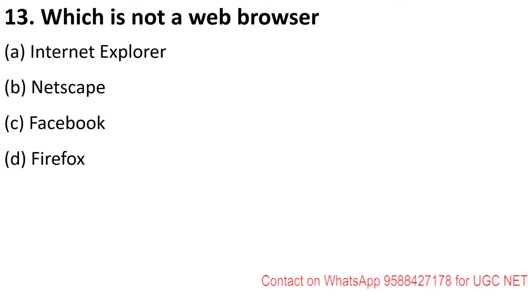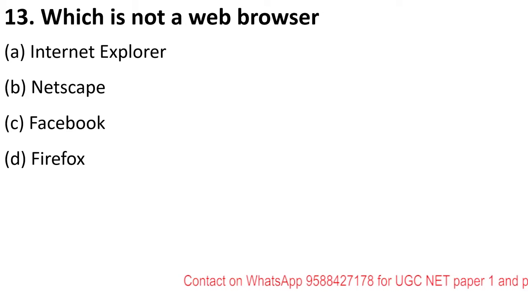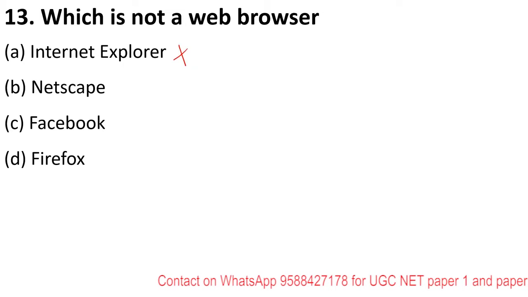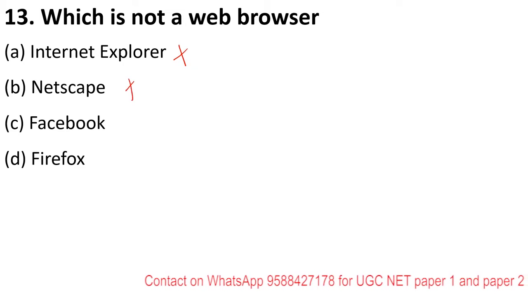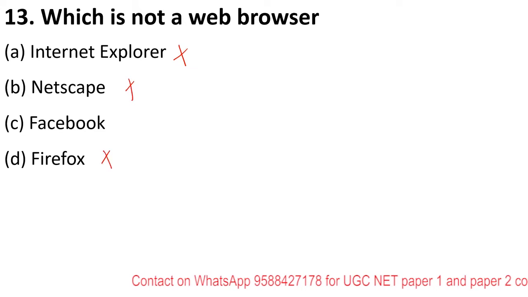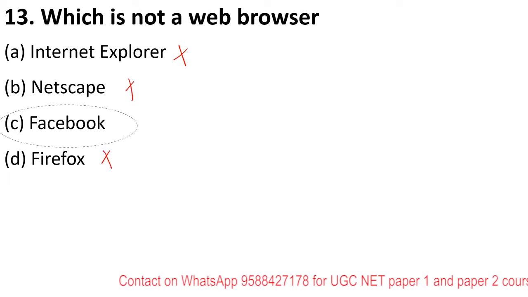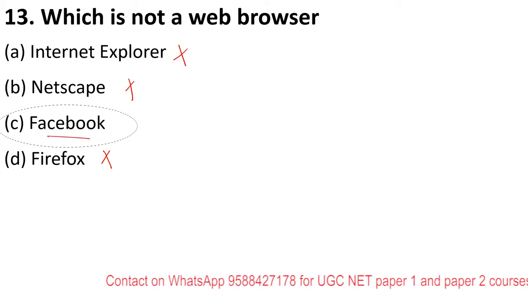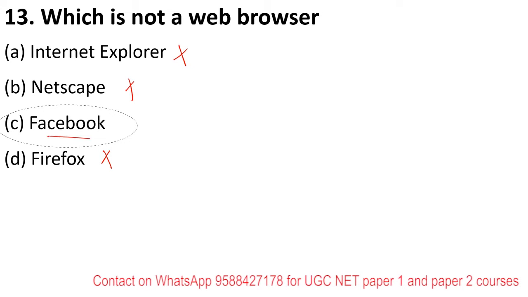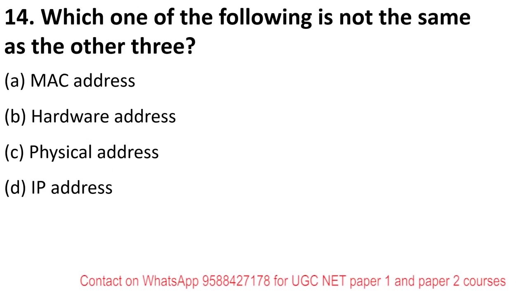Which is not a web browser? Students, as you all know, web browsers are application software that help you access the Internet. If you look at the options, we all know Internet Explorer is a very famous web browser, so this is not right. Netscape Navigator also, Firefox is also a web browser, so this is not correct. While option C is correct, Facebook is a social networking website. It is not a web browser. That is why C is the answer.